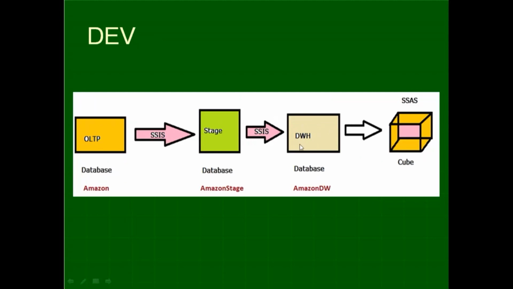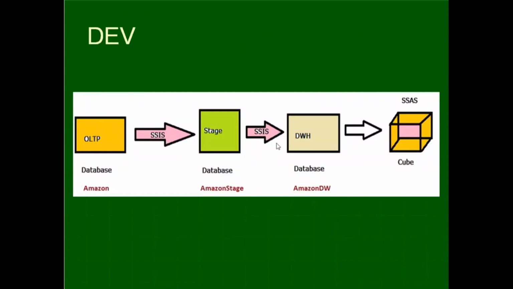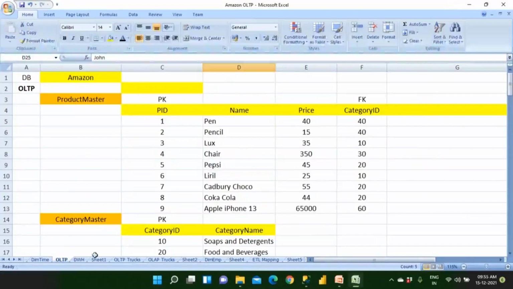Now first you need to create a blank data warehouse, because staging is very simple. It is a replica of the OLTP database, but it's a blank database. Correct? So now I have to design a data warehousing database. If you want to design a data warehousing database, let us see what are the things that we're going to be implementing. This is my OLTP database called Amazon.